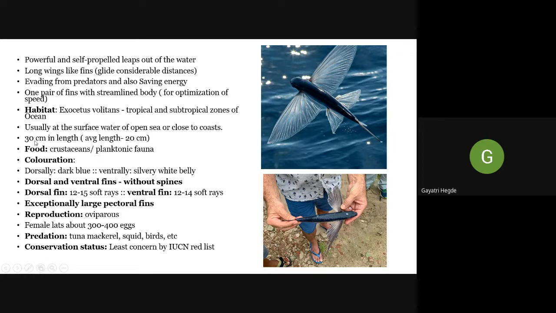Okay. Now, what is the size of this fish? You can see over here, this man is holding it. Can you see? The big scale that is there is 30 centimeters, it is only this small. 30 centimeters in length. Average, what is the average length? It is 20 centimeter. Okay.